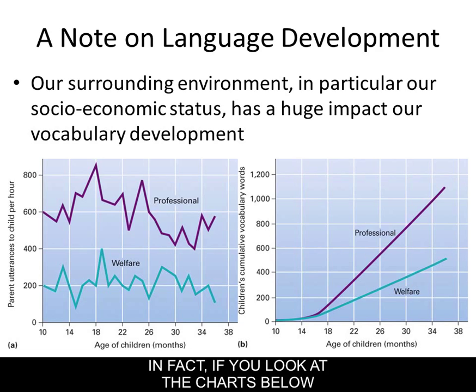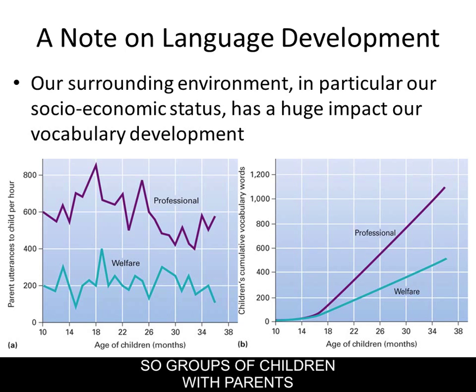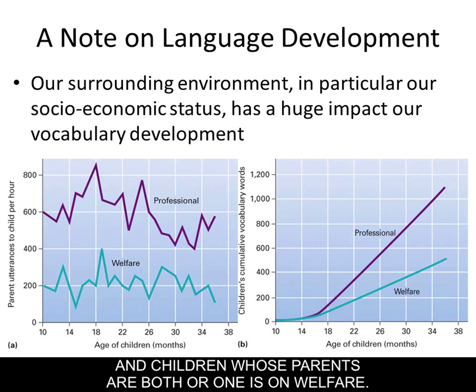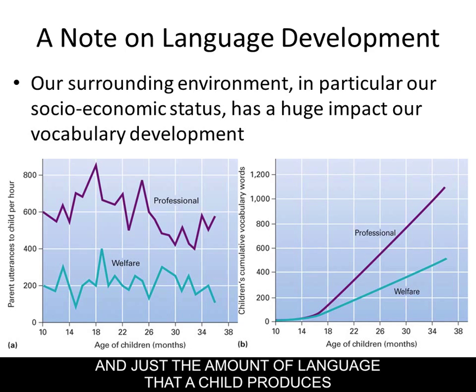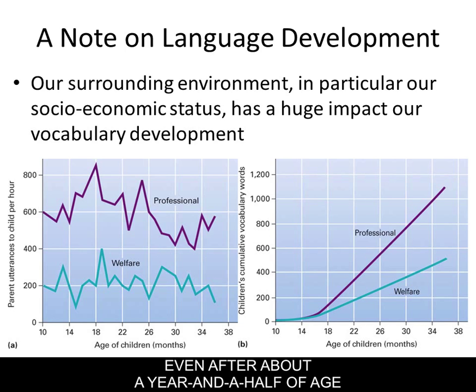In fact, if you look at the charts below, you can see two prime examples of different groups. So groups of children with parents that are considered working professionals or white-collar workers, and children whose parents are both or one is on welfare. And just the amount of language that a child produces and the number of words that a child knows is vastly different, even after about a year and a half of age, when we compare these two groups.